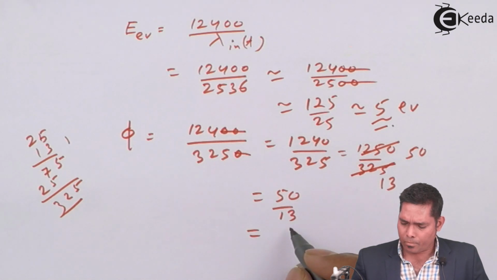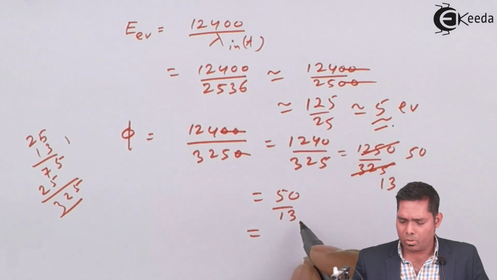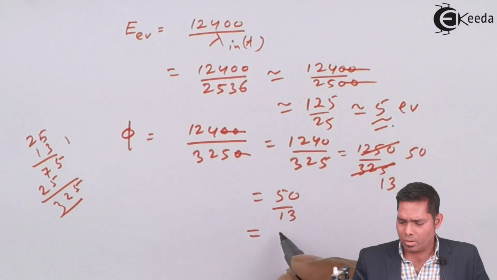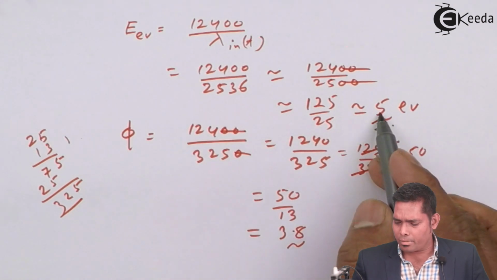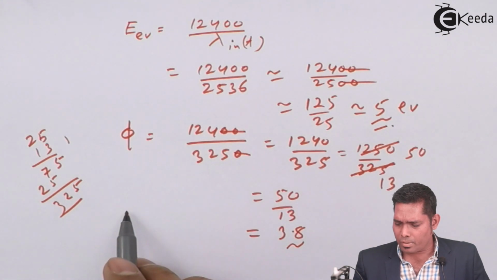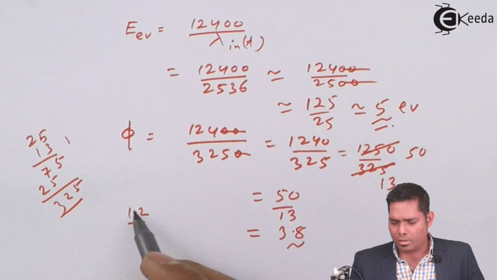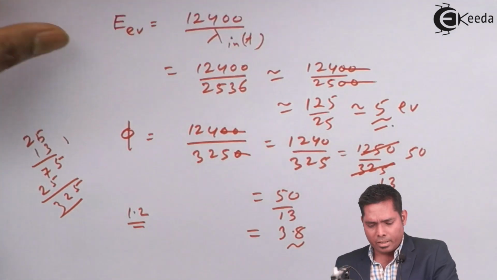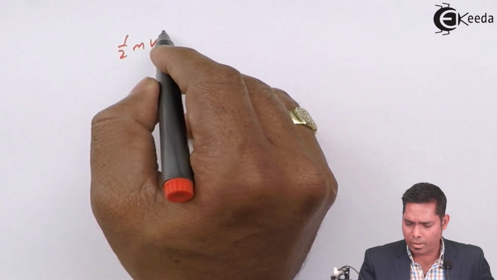Approximately it is, 13 4s are 52. So it is a little less than 4, or I write 3.8 something approximately. So this is 5, this is 3.8 I write. So the difference is how much? Difference is 1.2.